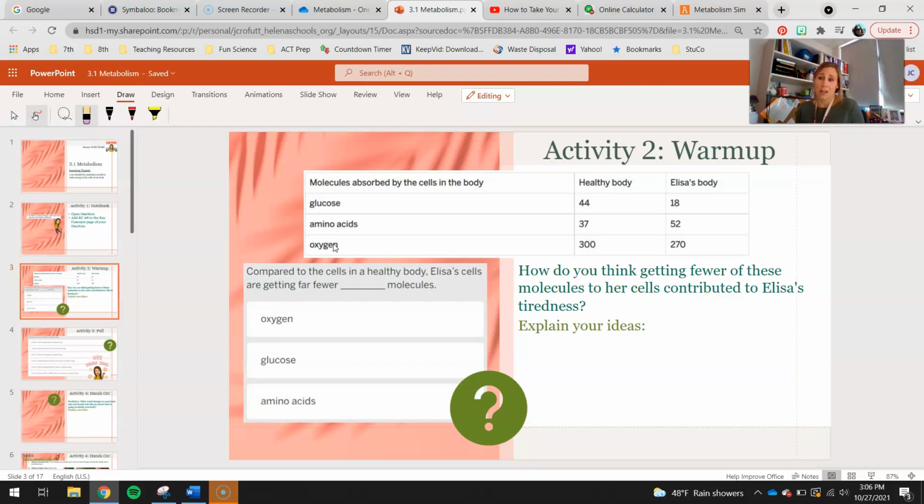Remember, this all started with Elisa and how her main symptom was that she was exhausted all the time. We looked at her sleep and her food, and those patterns were normal. So we started looking inside of her body to see what was going on, and these are the results we came up with. Where is she low, and why is that making her tired, in your opinion?